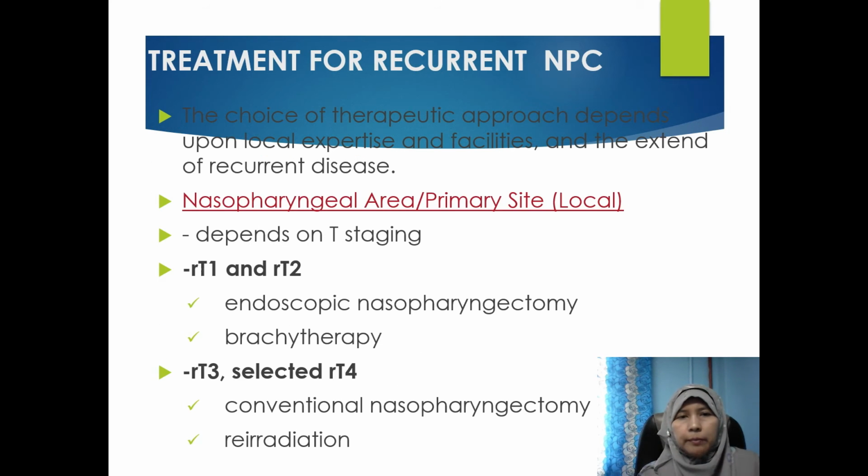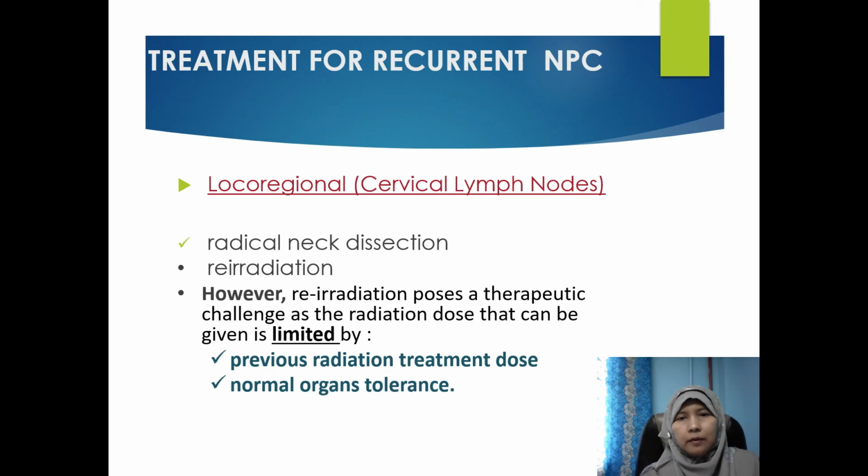For recurrent NPC at the nasopharyngeal area, depending on the T staging, for T1 and T2, we might offer endoscopic nasopharyngectomy or brachytherapy. For T3 or selected T4, conventional nasopharyngectomy might be offered, or maybe we offer re-irradiation. For secondary recurrence in the cervical lymph nodes, usually we do radical neck dissection. Re-irradiation would be limited to the previous radiation treatment dose and normal organs tolerance.